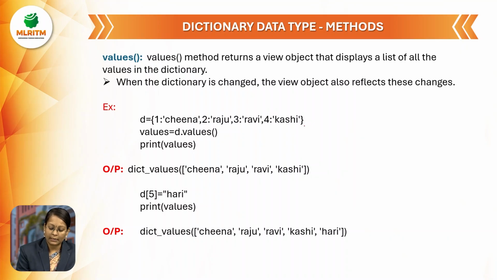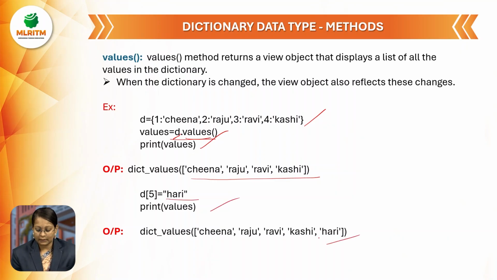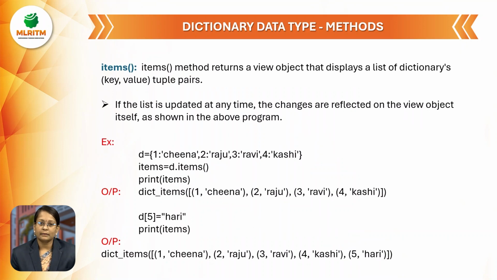Take the previous example again: values = D.values(). Here D is the dictionary name and values is the method name. Then print values. So dict_values of Sheena, Raju, Ravi, Kash are the values of the above dictionary. Then D[5] = 'Hari'. Then the values are updated again.